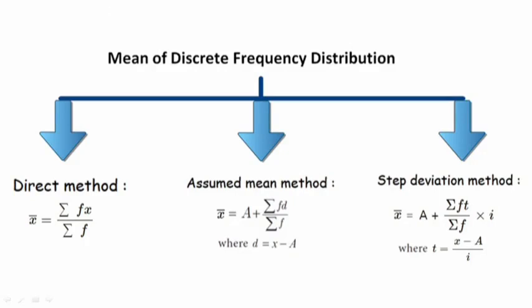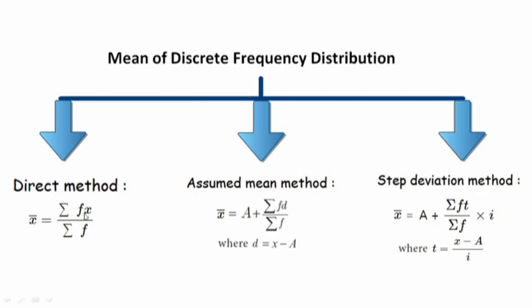In discrete frequency distribution we have three different methods. The first method is called direct method. Next is assumed mean method. Third one is step deviation method.